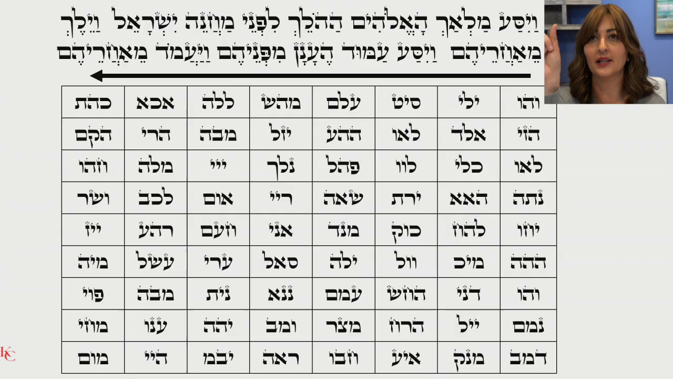Okay, on the right-hand side of the chart, you see the same letter Vav and Vav, which means each combination from the 72 name, the right side of each combination, comes from the first sentence of Vayisa Malach Elokim. If you scan it from right to left, top to bottom, you see that the first letter of each combination comes from the letters presented in this verse from the 72 name.